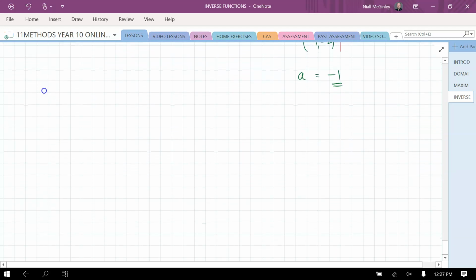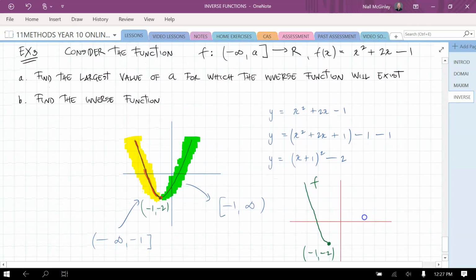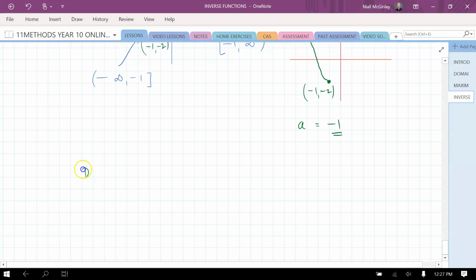So I've got my function now. This is going to be the domain. So let's think about what the domain and the range is.